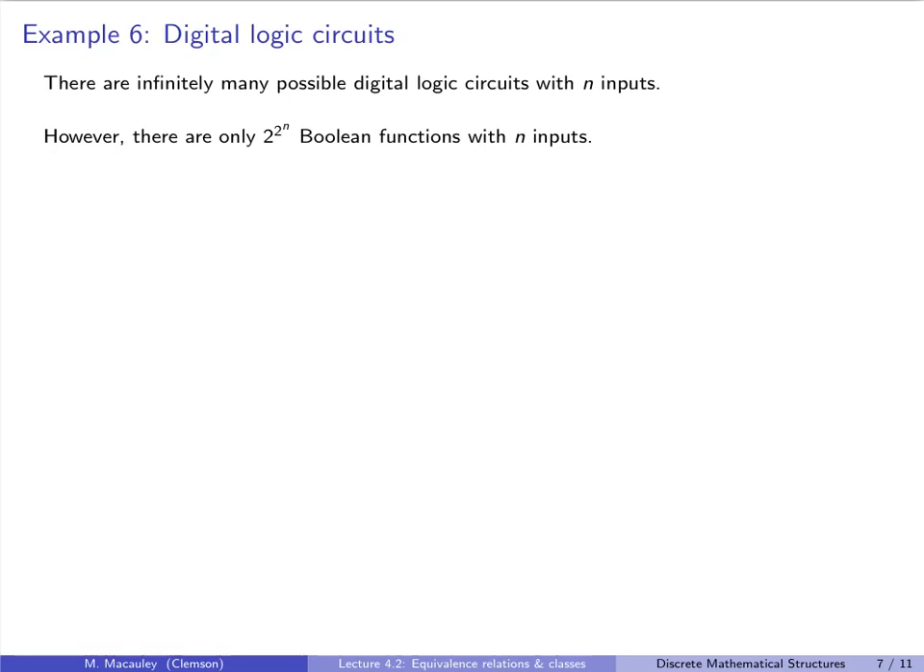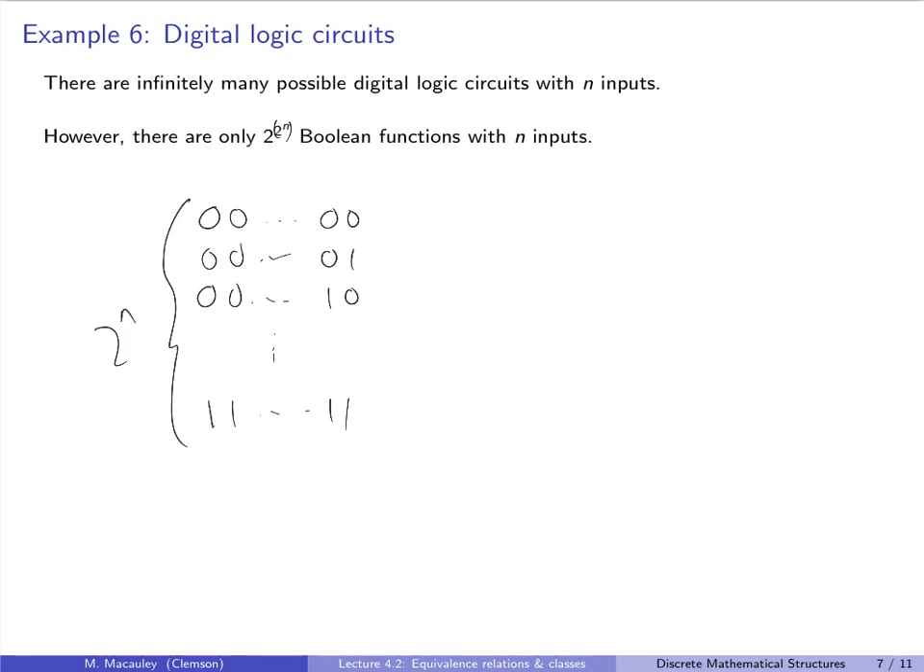However, there are only 2 to the n Boolean functions with n inputs. To see why it's exactly this number, just consider the set of truth tables. Every function defines a unique truth table and vice versa. So a truth table is defined by its value at all of the inputs, and the inputs are length n binary vectors, and it's easy to see that there are going to be 2 to the n of these. So for each row in the truth table, the output is either 0 or 1. And so there are clearly 2 possibilities for each row, and there are 2 to the n rows. So that's how many Boolean functions there are.